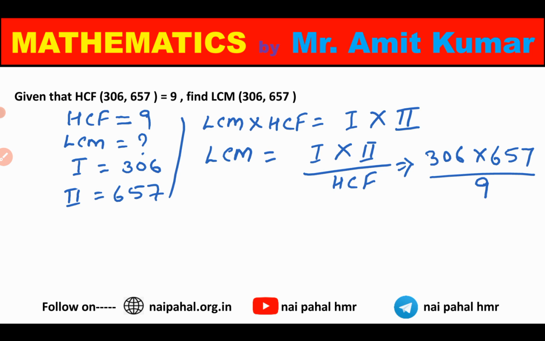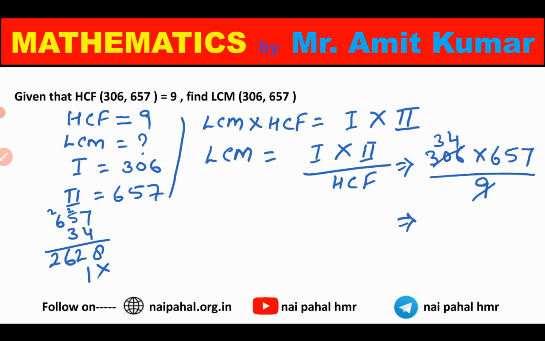How many times? 9 3s are 27, 3 remains. 3 6 is 36. 9 4s are 36. Now what should we have to do? We should multiply. Just multiply these two numbers, then we can see what our LCM will be. So we need to multiply 34 and 657. 4 7s are 28, 2. 4 5s are 20, 2. 4 6s are 24.